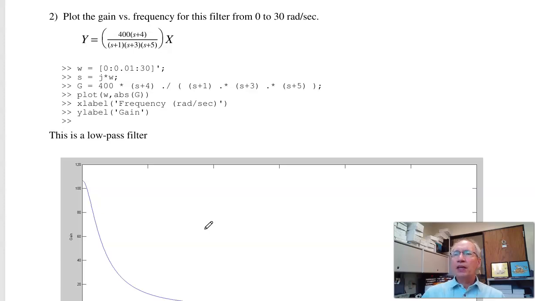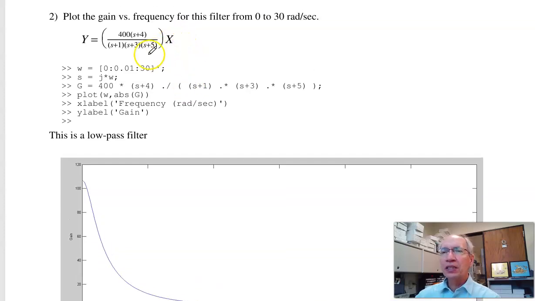So if I have a known input, like 4 sine of 5t, I can analyze a filter pretty easily. You just plug in s equals j omega, convert x to phasor form, you get y. A second way to do analysis is graphical. If I don't know what the x is, but I know its range, like x is something between 0 and 30 radians per second, I can plot the gain versus frequency.